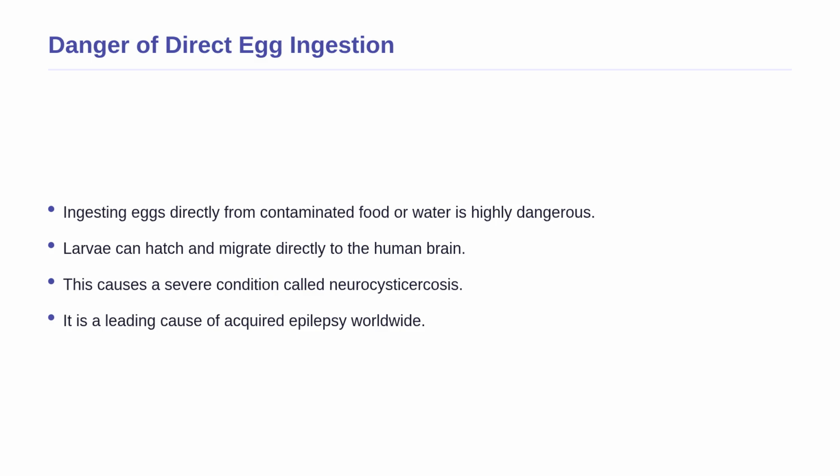This brings us to a critical public health issue. What happens if humans accidentally ingest the eggs directly from contaminated food or water rather than eating meat containing the larvae? In this scenario, the larvae can hatch in the stomach and migrate to the human brain. This causes a severe and potentially fatal condition called neurocysticercosis. It is actually one of the leading causes of acquired epilepsy worldwide.